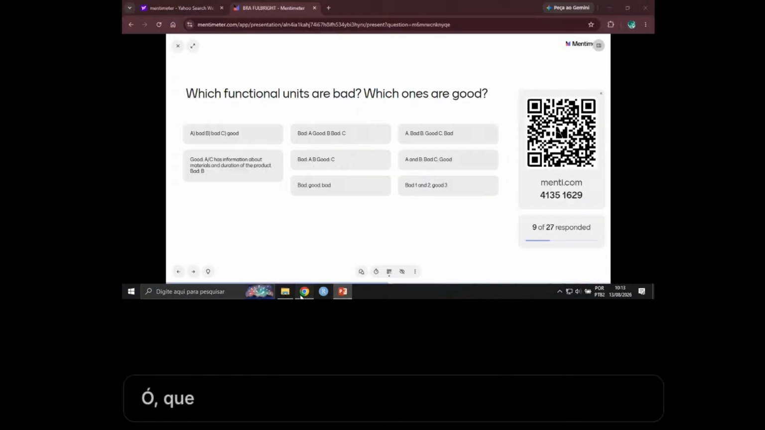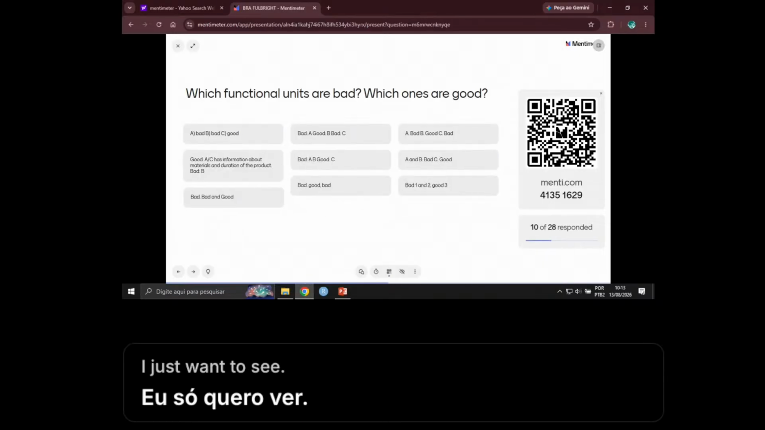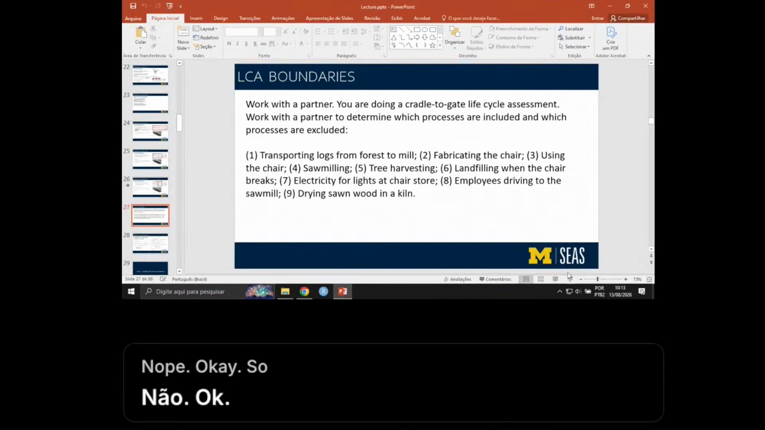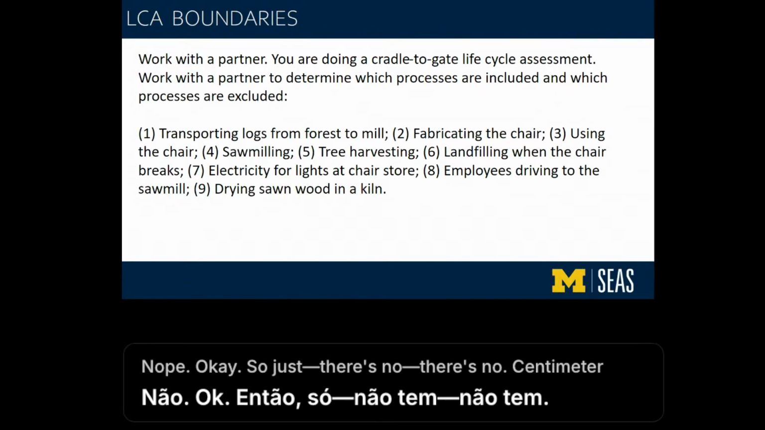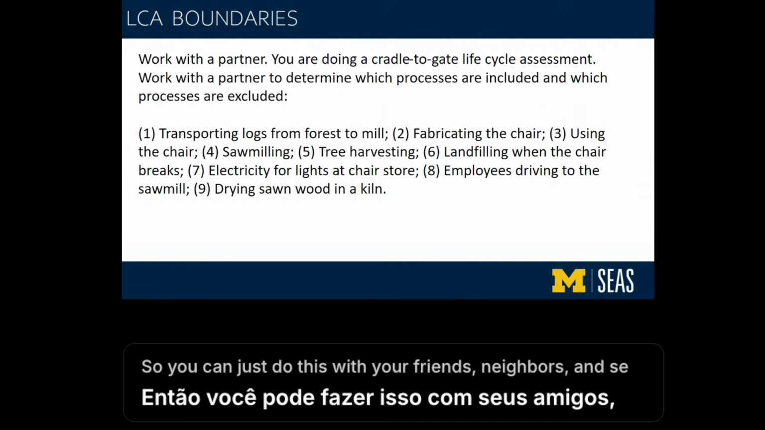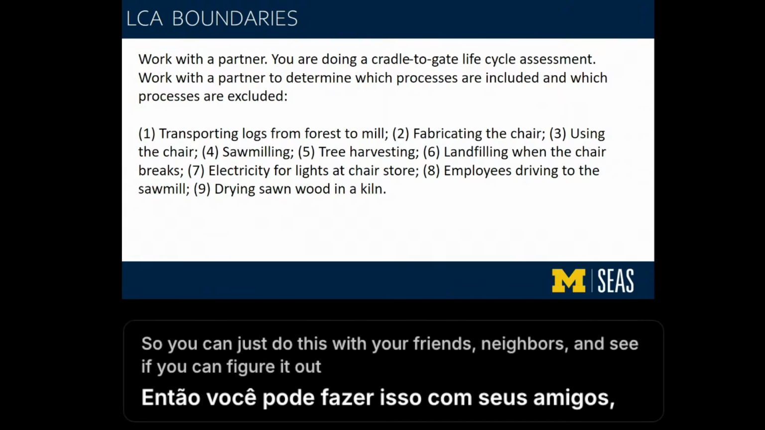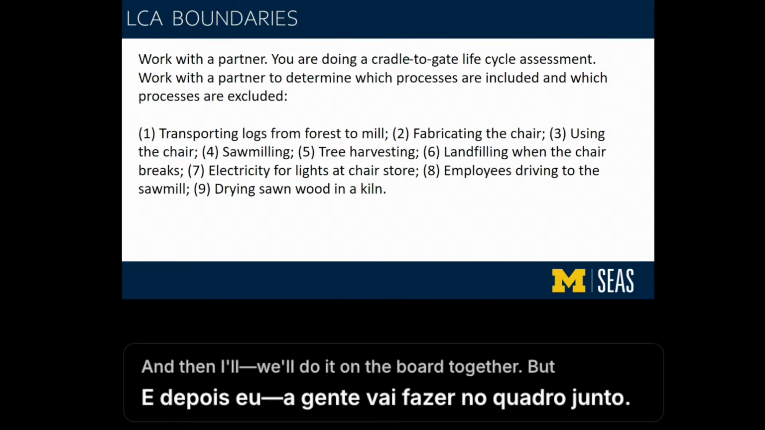I'll keep that up. I just want to see. Nope. Okay. So, there's no Mentimeter part for that one. So you can just do this with your friends, neighbors, and see if you can figure it out. And then we'll do it on the board together. But take a couple minutes to do that. Yeah?